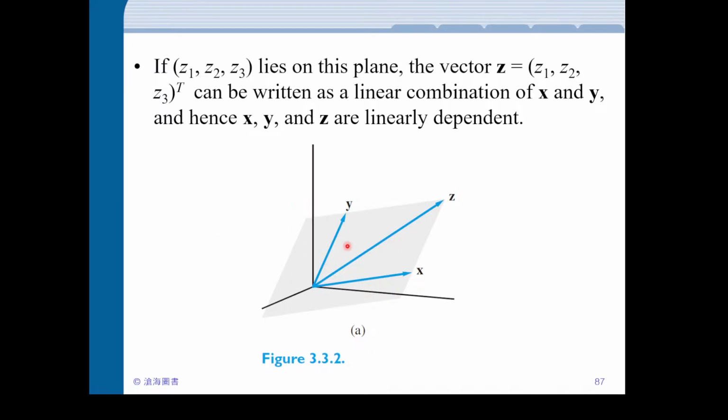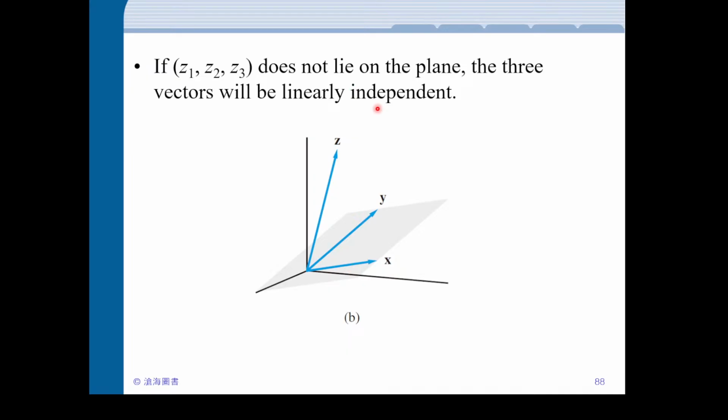If they are linearly dependent, then x, y, z are on the same plane, and if linearly independent, then x, y, z are not on the same plane, and they will span the whole R3.